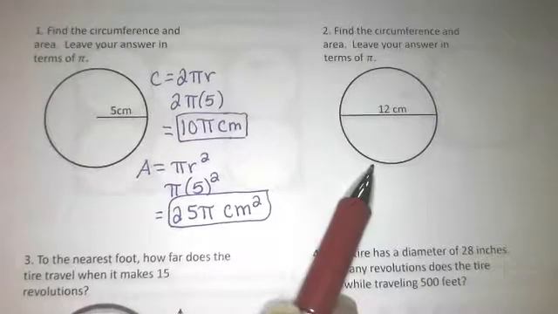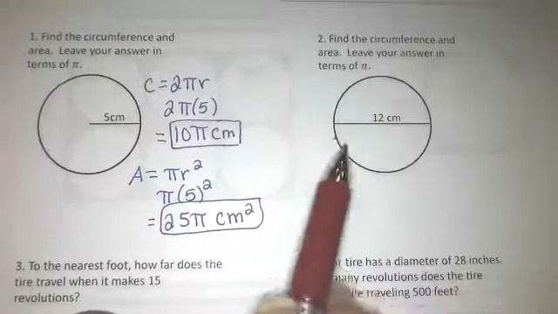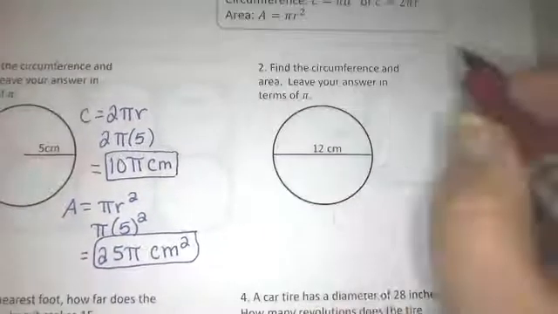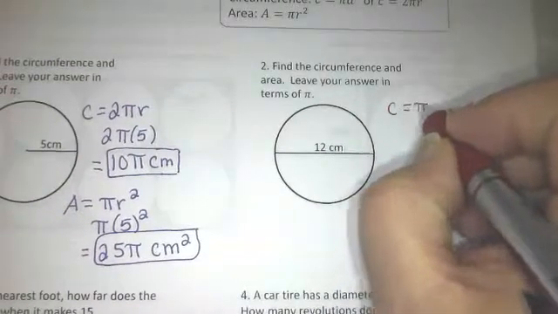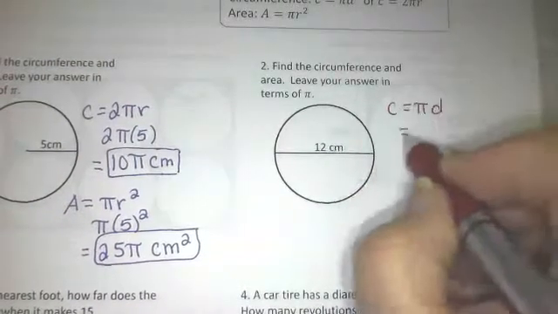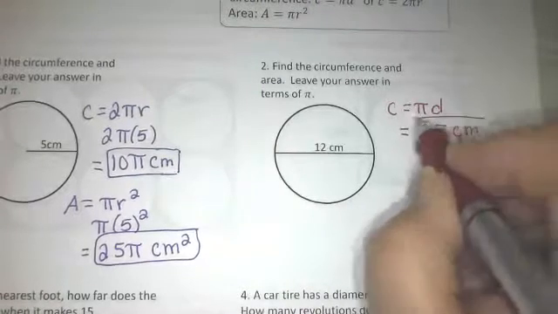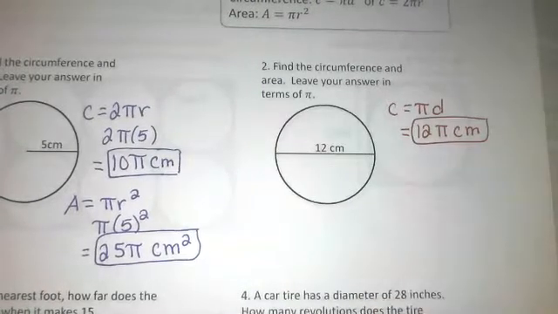All right, ready for the next? Find the circumference and the area. What did they give us this time? Diameter. So circumference equals pi times diameter. So all I have to write is 12 pi. 12 pi, that's it. You don't even have to calculate anything.